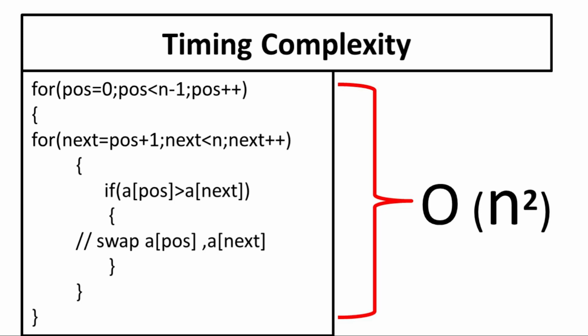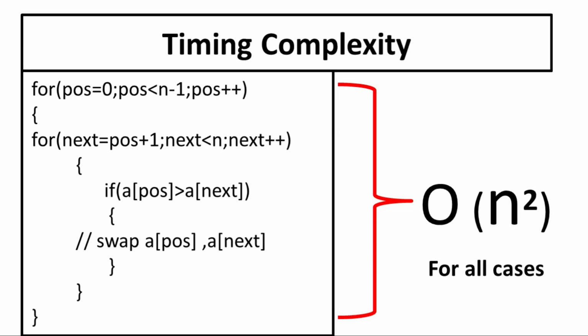Now coming to the point, what is best case? When we are trying to sort data which is already sorted, what timing complexity is our selection sort going to take? Even for sorted data, selection sort is going to take the same amount of time, order of n square. For both the best case and worst case, the timing complexity is order of n square.